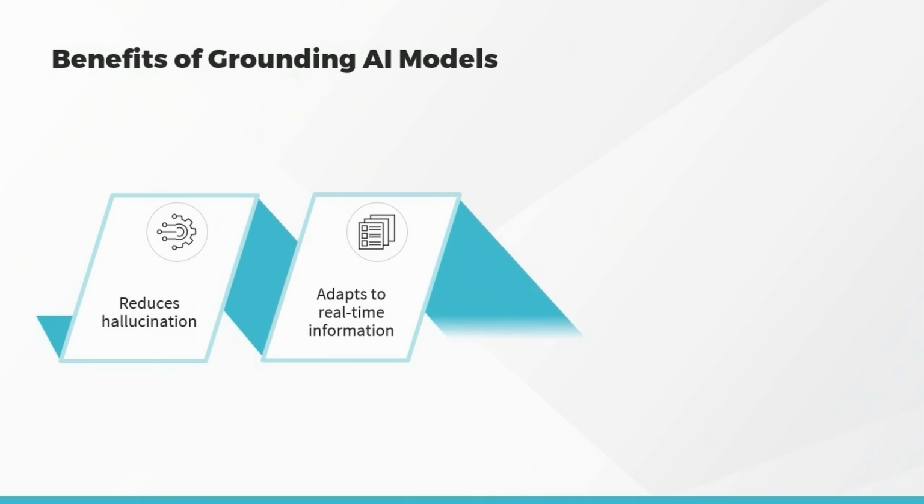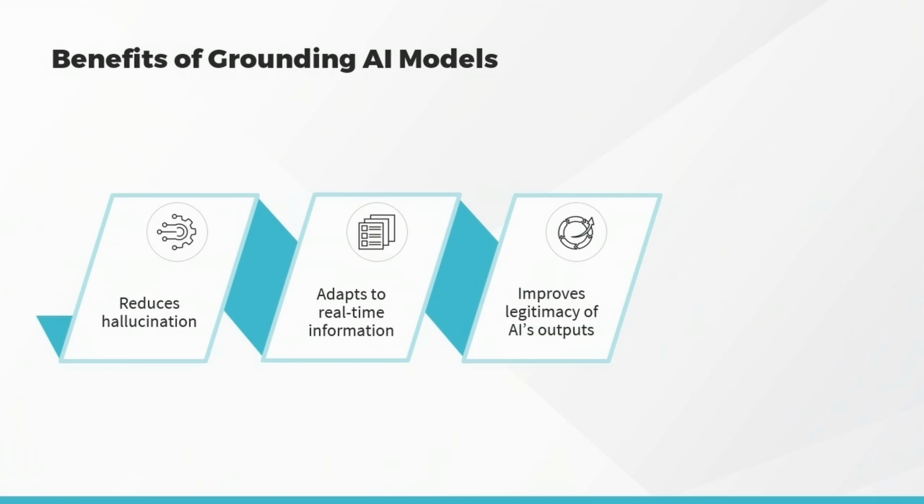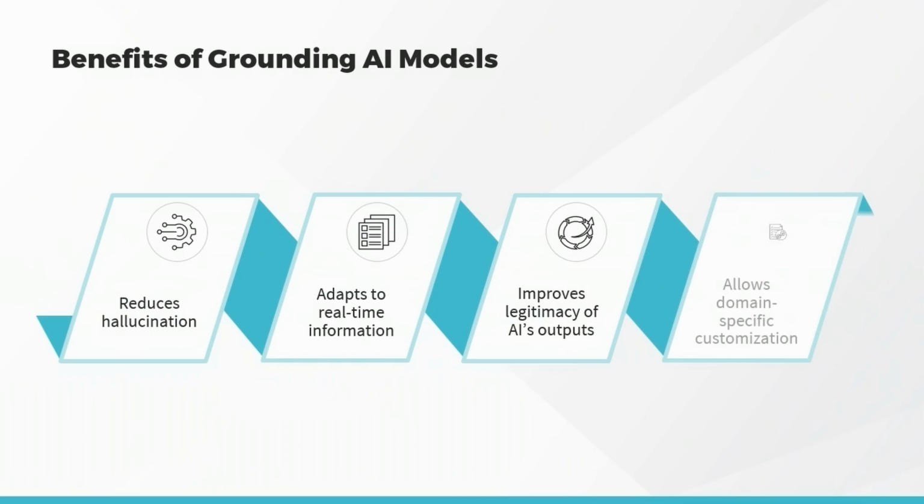By leveraging trusted sources, this improves the user's confidence in the AI outputs. This is particularly critical in sensitive domains like healthcare or finance. Grounding allows models to be tailored to specific industries by connecting them to specialized databases or proprietary knowledge systems.